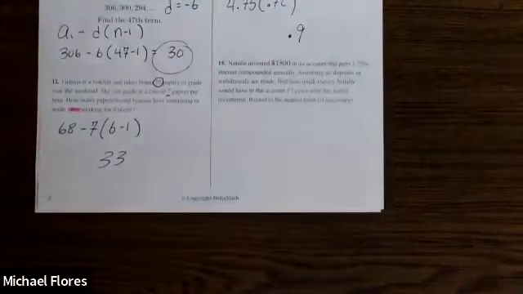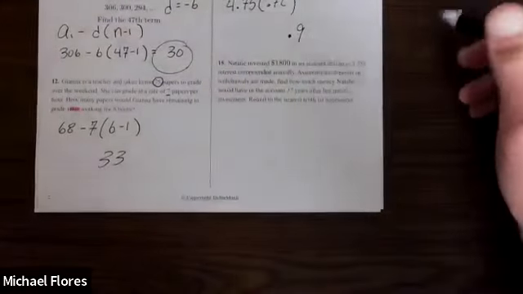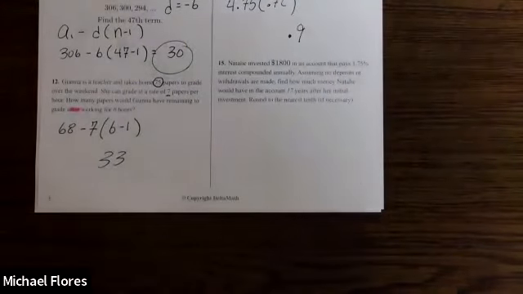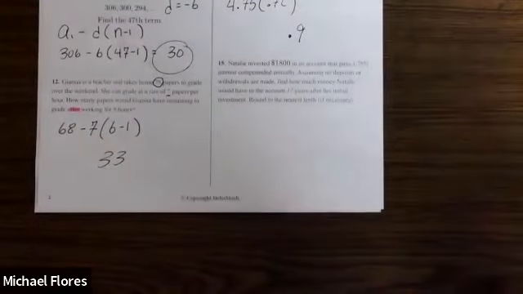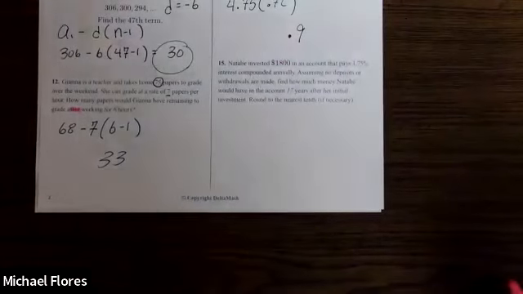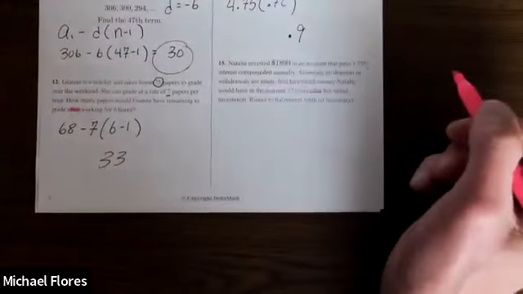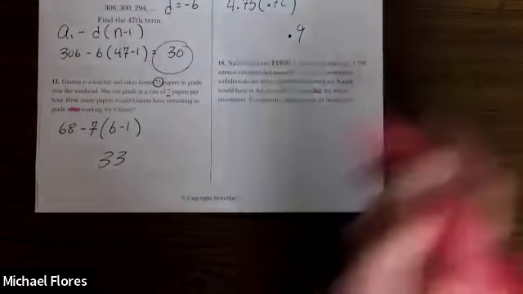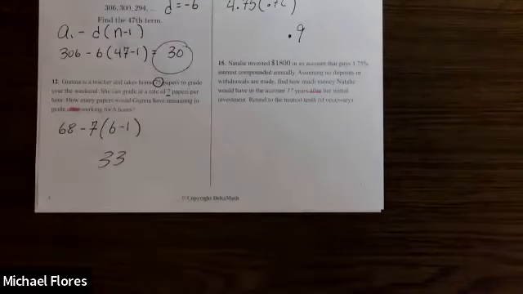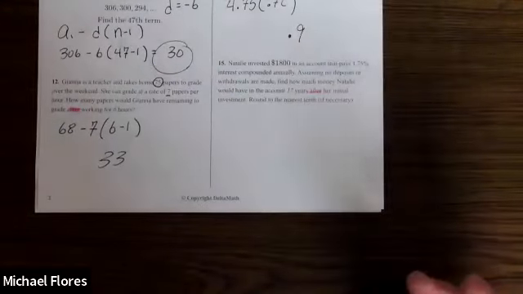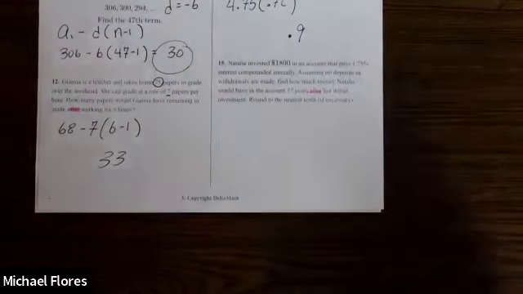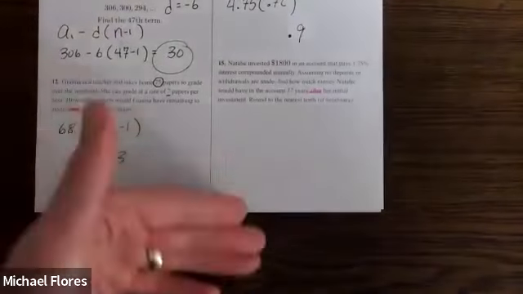Okay, here we are investing 1,800 in an account that pays 1.75% interest compounded annually. Assuming no deposits or withdrawals are made, find out how much money Natalie would have in the account 17 years after her initial investment. So here we have that key word again. We don't want to start with 1,800. We want to know how much money after each year. So we want to know how much money is going to be in the account after the first year.